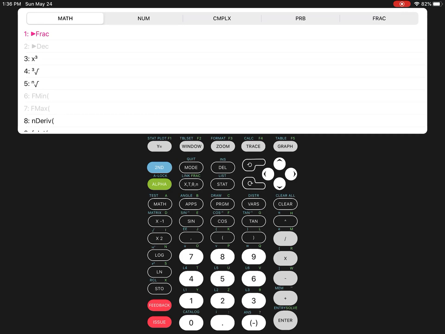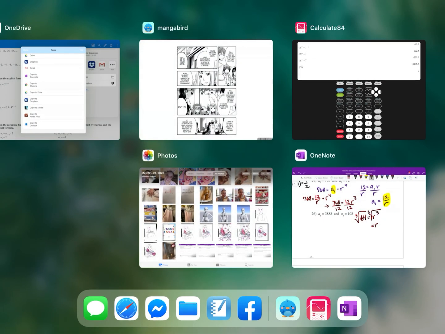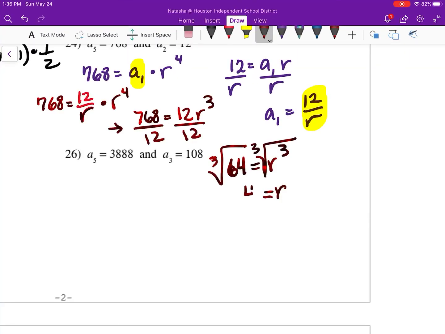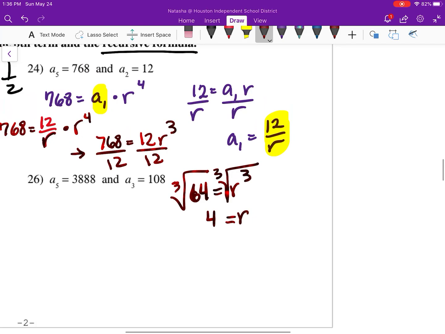So I'm going to go to second math, math. Yeah, just hit math. And if you notice on that fourth term down that says 3 and then root, that's the cube root. So that puts the index as 3, and then I'm going to put in 64, and that gives me 4. 4 times 4 times 4 gives me 64. So r, my ratio, is equal to 4.